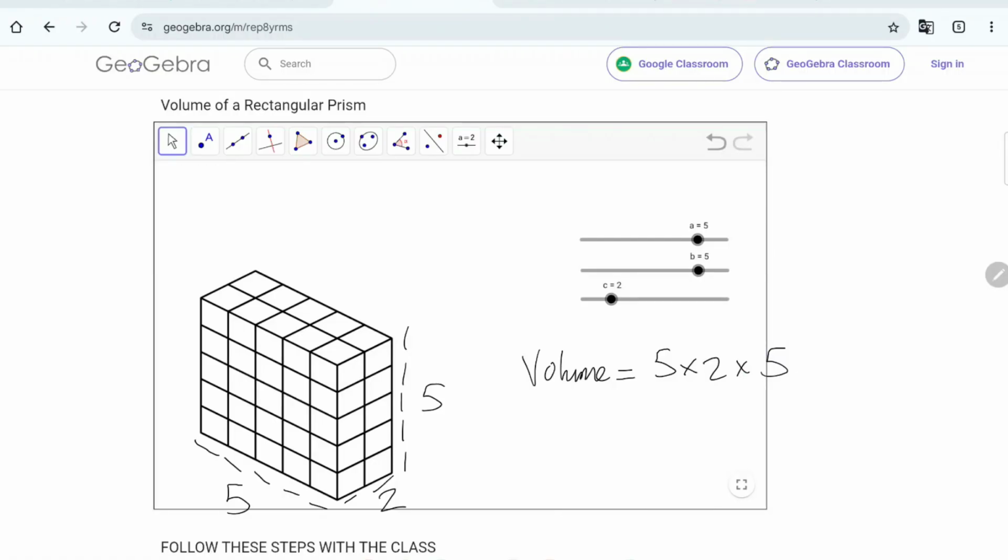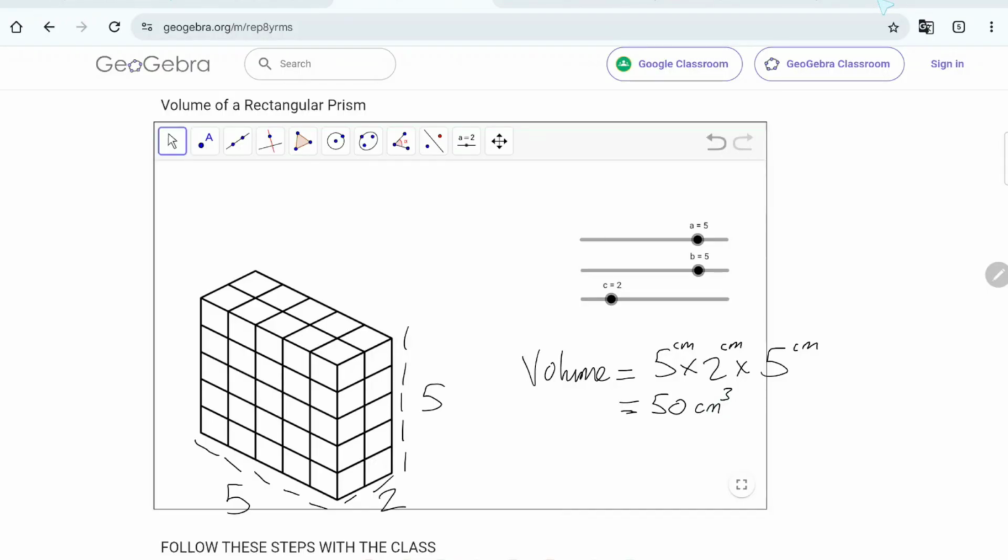Now, because multiplication is commutative, it doesn't matter in which order you multiply the 3 dimensions, the 3 numbers. So if I wanted to, I could say 2 times 5 times 5 or 5 times 5 times 2. It doesn't really matter. So 5 times 2 is 10. 10 times 5 is 50. Let's say it's in centimeters cubed. The reason why we say cubed is because if this was centimeters, this was centimeters, and this was centimeters, we've got centimeters being multiplied by itself 3 times.